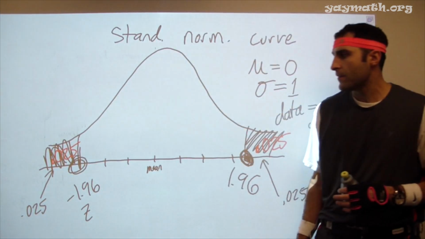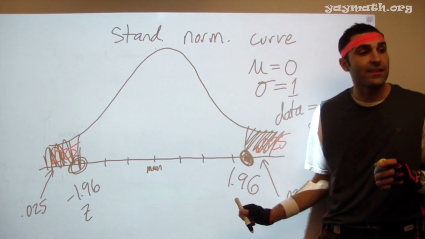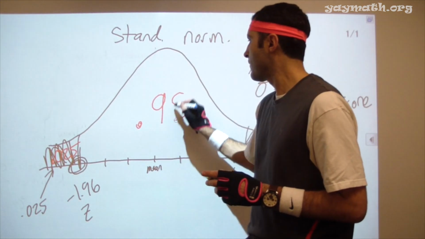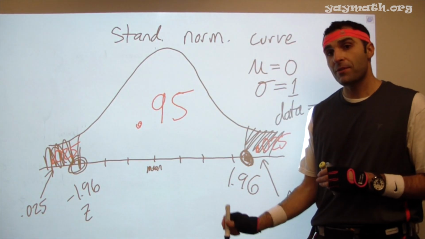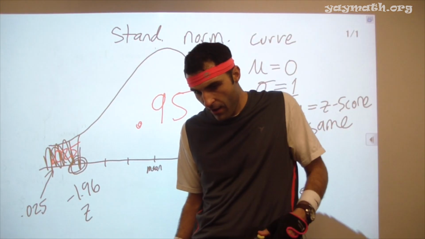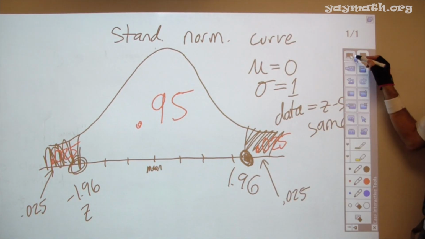So it's from a z-score of negative 1.96 through 1.96. How much area is that? 95%. Good job. So it's just negative 1.96 and 1.96. The area between them is 0.95. And remember, we know how to do that on the calculator. You can do it right now.